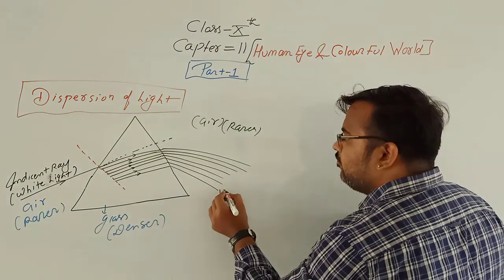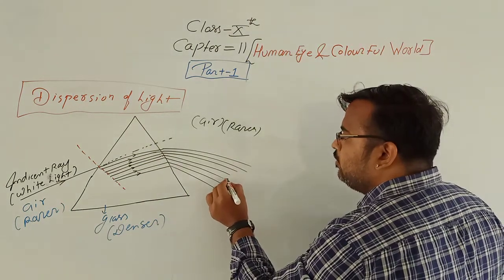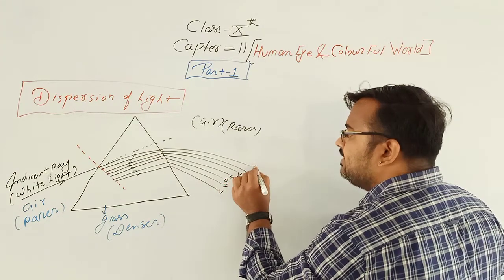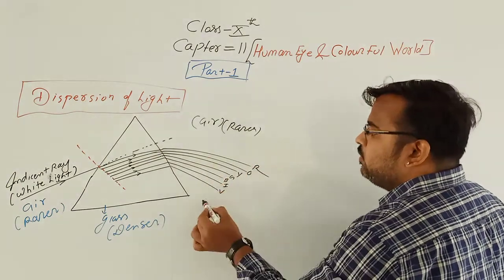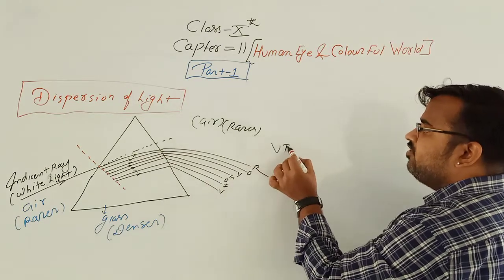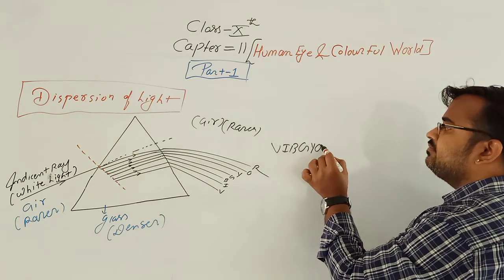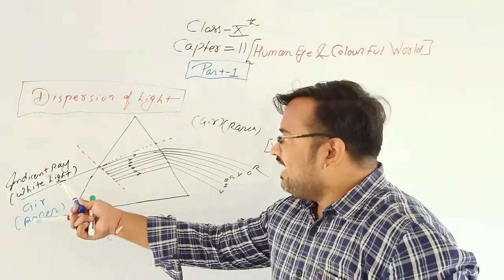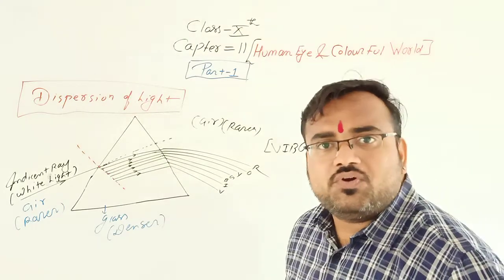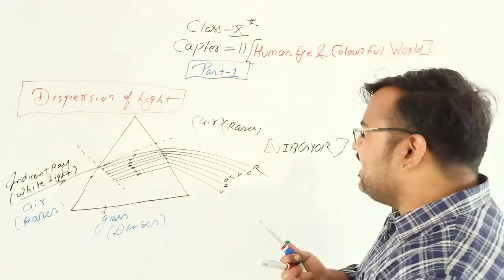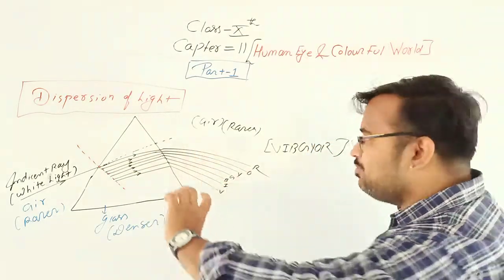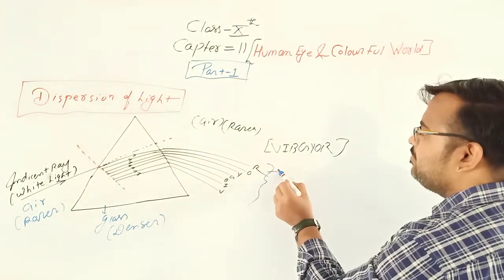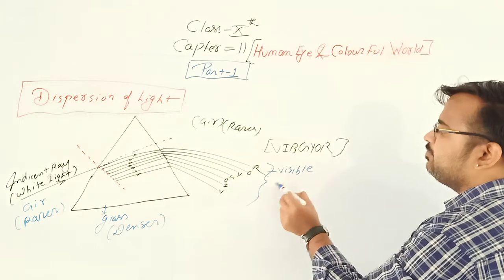This is violet, indigo, blue, green, yellow, orange and red. This is known as VIBGYOR. Okay, what is VIBGYOR? Now see, the white light is spread into its 7 constituent colors. This is known as dispersion of light, and this band you can see is known as the visible spectrum.